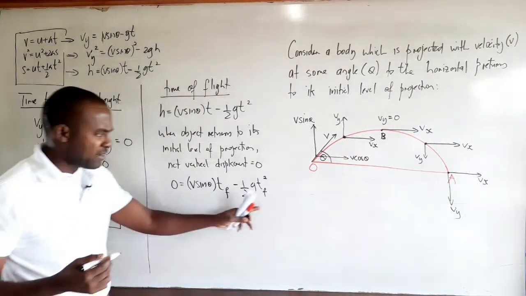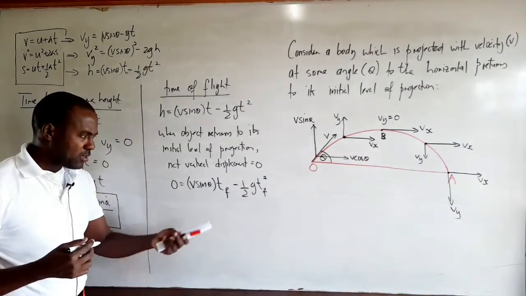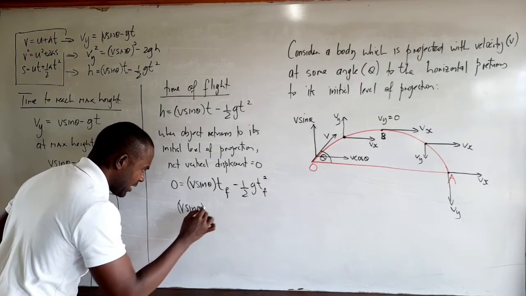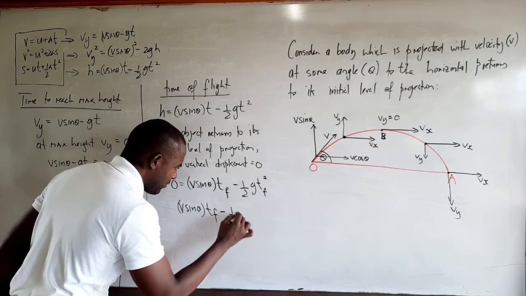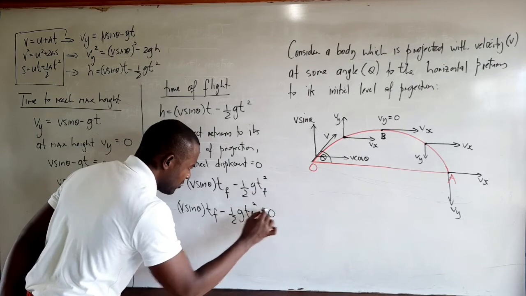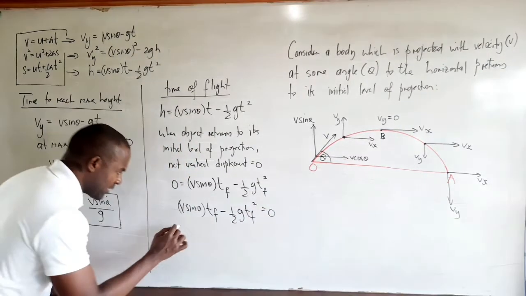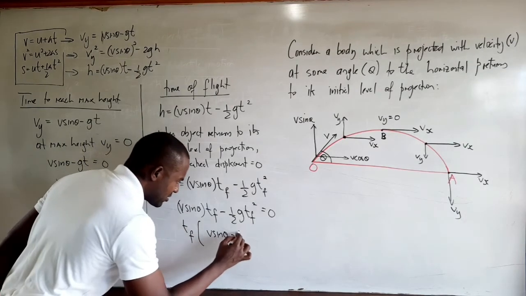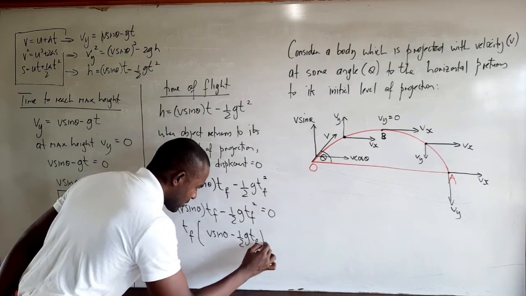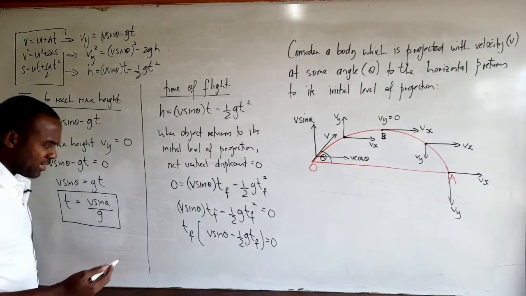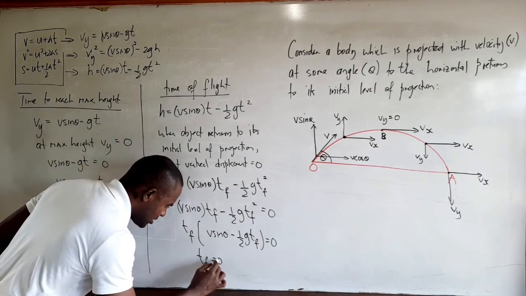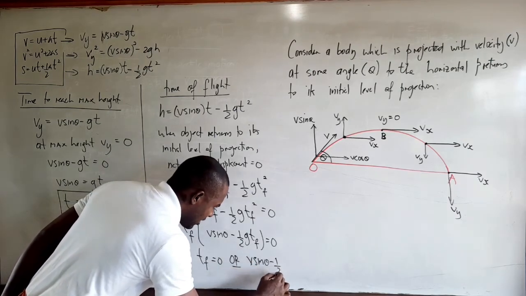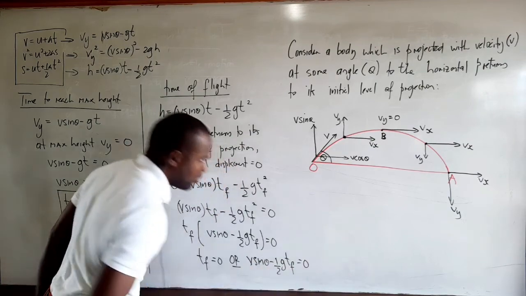And what we have on the right hand side is a quadratic in t, and we'll solve, right? So writing it like this, we have v sine theta times tf minus a half g tf squared equals 0. We can factor out the t, and so we get tf times v sine theta minus a half g tf is equal to 0. So having factorized it, we can then say tf equals 0, or v sine theta minus a half g tf is equal to 0, right?